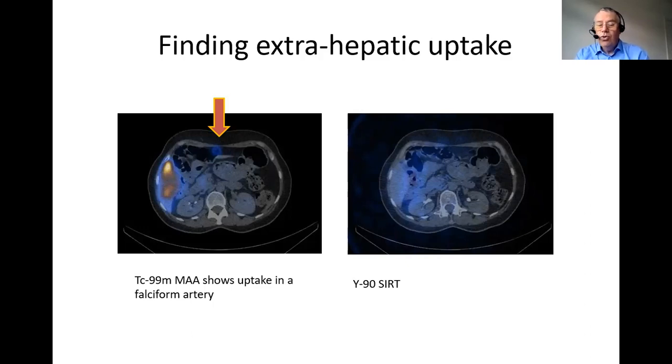So we tend to ignore MAA activity in the falciform artery. If, however, for example, there was an accessory vessel that sometimes supplies the upper pole of the right kidney, we would then know that we need to embolize that before we give the SIRT. So we can use the MAA to plan the SIRT treatment. And again, SPECT-CT is vital for this.